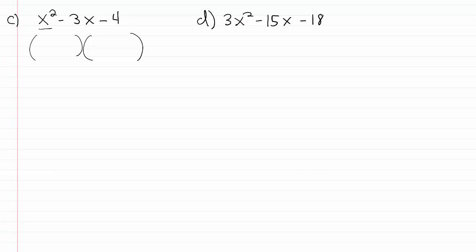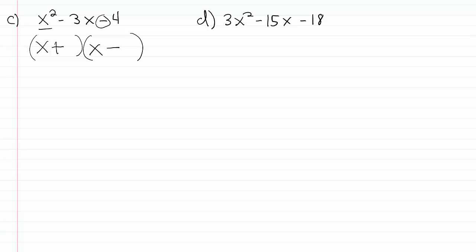The first term gets split up in the first position of the parentheses, so x and x. Then we're going to look at this sign, and this is important here. If the sign in the back end is negative, if the second sign is negative, it means we're going to have a sign of each in the parentheses, so plus and negative. Has to be that way, because the only way you get this last term is by multiplying two values with different signs. So it has to be a positive and a negative.